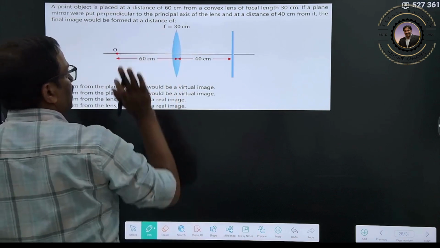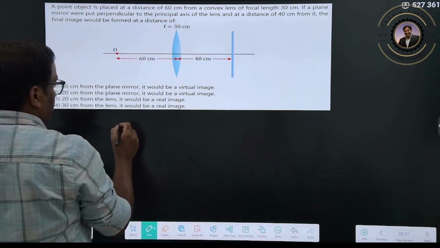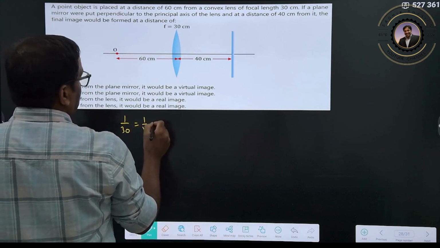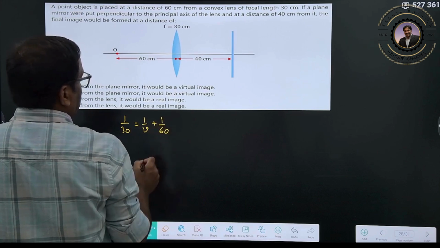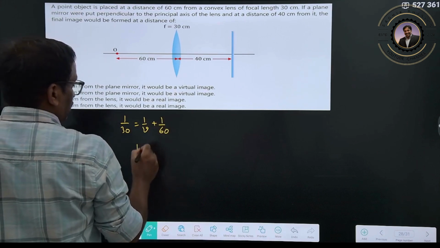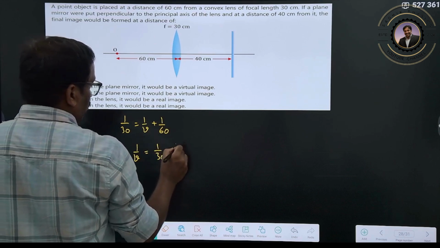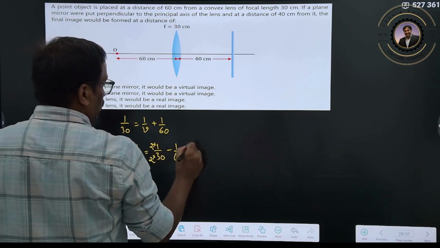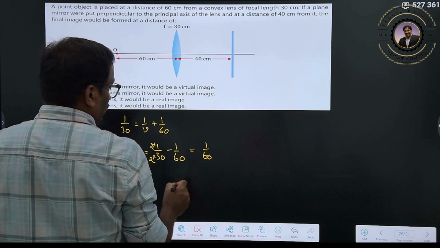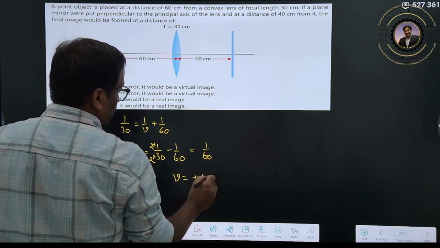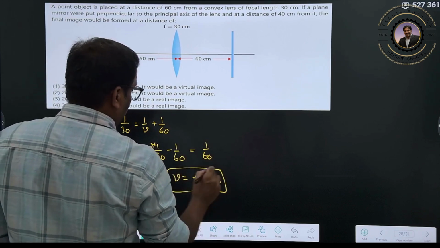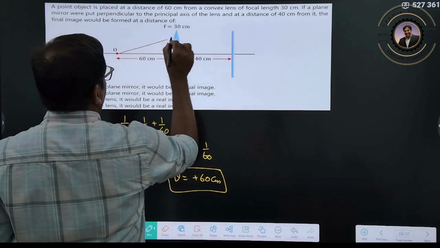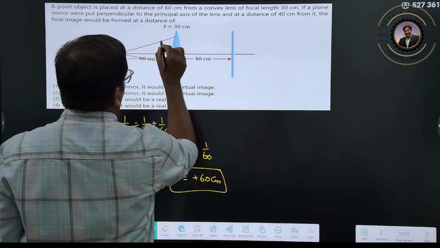So first let us see this lens. Here the object is there. 1 by f, 1 by 30 equals 1 by v minus of minus, plus 1 by 60. So 1 by v equals 1 by 30 minus 1 by 60. I can multiply by 2, so 2 minus 1, 1 by 60. Therefore v is equal to plus 60 centimeter. Clear? So where is the image going to form? The light rays are coming here, falling at this point.